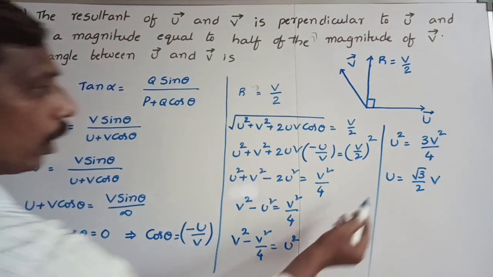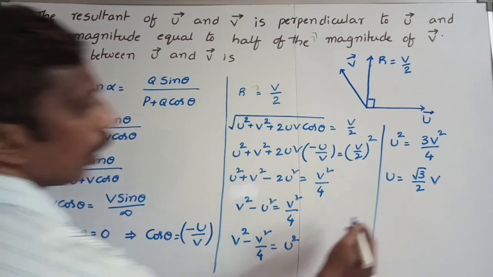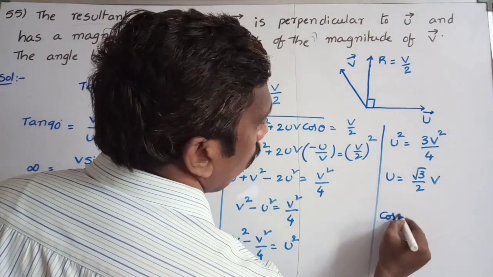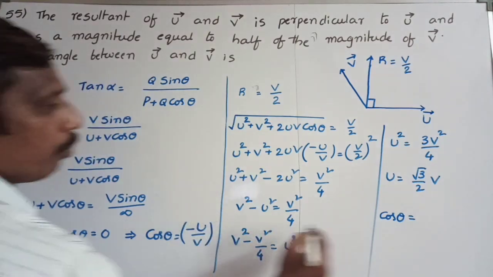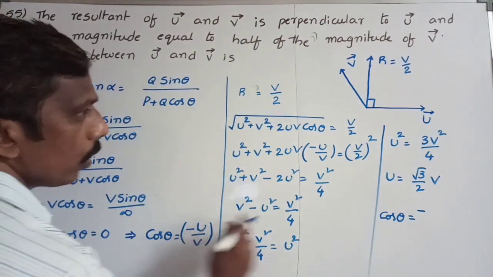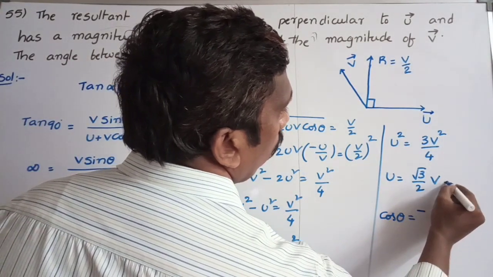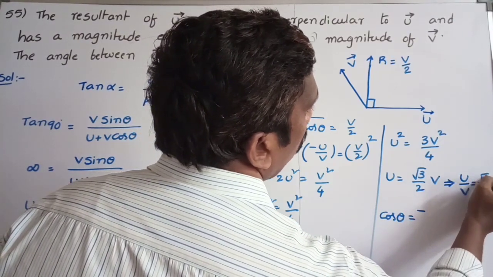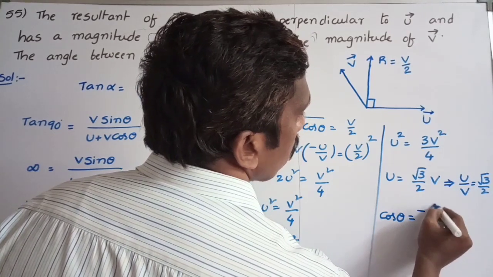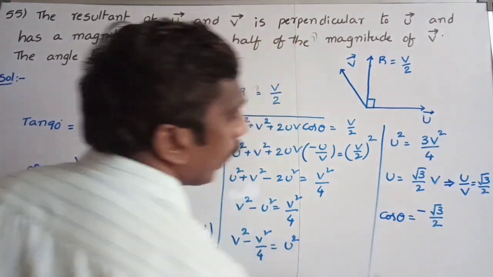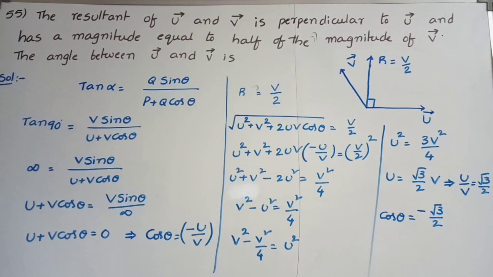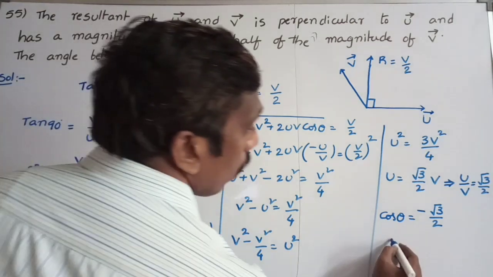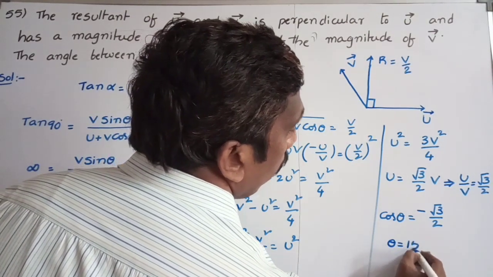Substitute the U value in this equation, then we get the cos theta value. Cos theta is equal to minus U by V, and from this we can write U by V is equal to root 3 by 2, so minus root 3 by 2. Cos theta value is minus root 3 by 2, so theta is equal to 150 degrees.